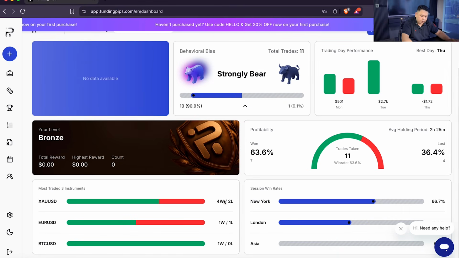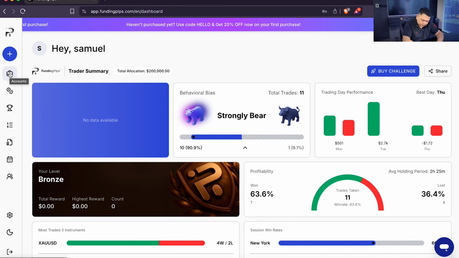Now, right below this, the two final metrics on the main screen give you quite a special insight. This one right here shows you your top three traded instruments. Beside it is the session win rates. And what this one tells you is how your trades are doing for the market session that you're trading on.